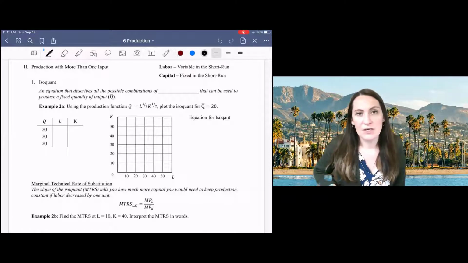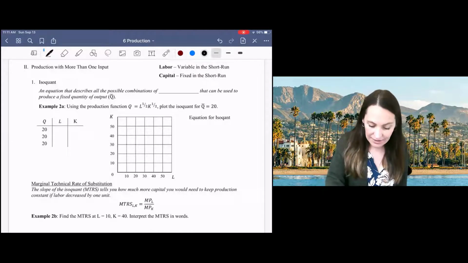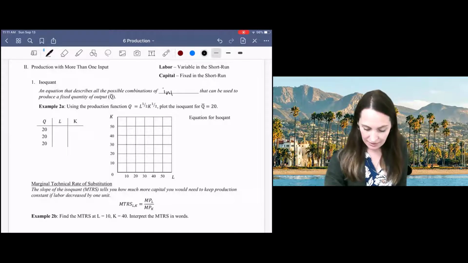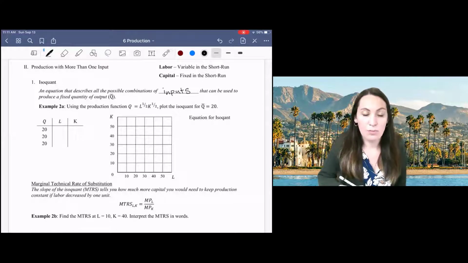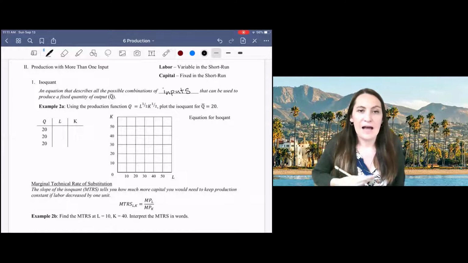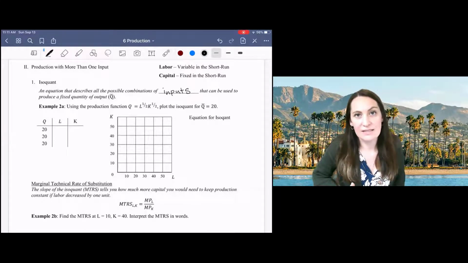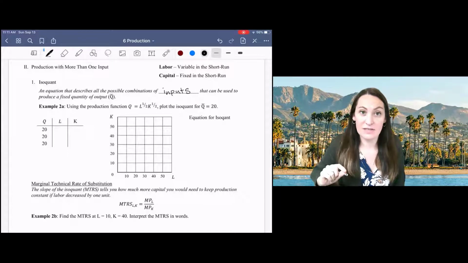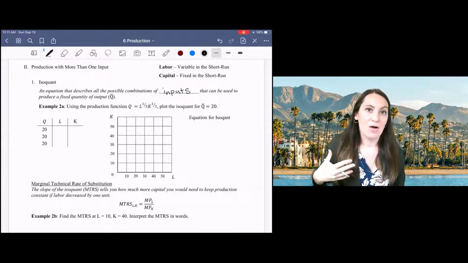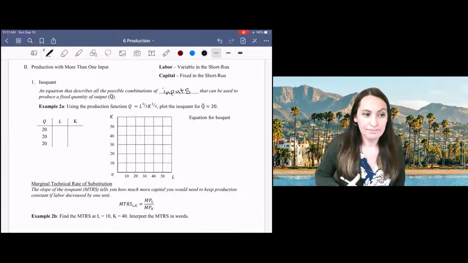So to describe production with fixed and variable inputs in one function, we want to characterize an isoquant. An isoquant is an equation that describes all the possible combinations of inputs that can be used to produce a given level of output. This is kind of analogous to our indifference curve in our utility function, where we tried to think of all the combinations of goods that yielded a given quantity of utility. But here we're thinking about combinations of input to produce output.